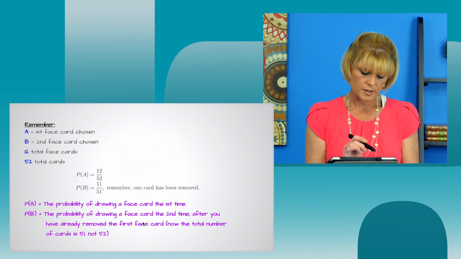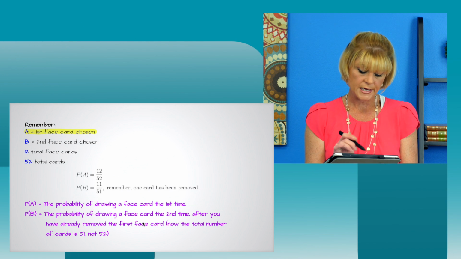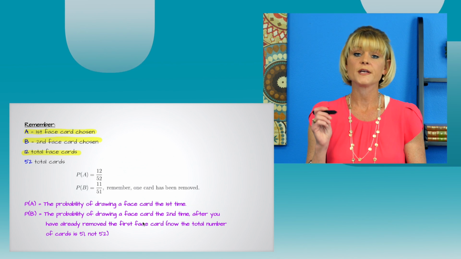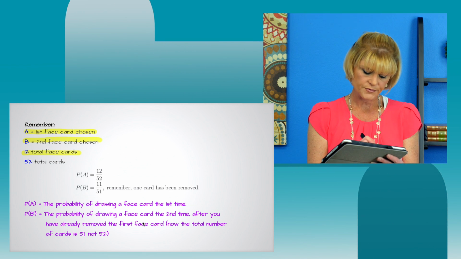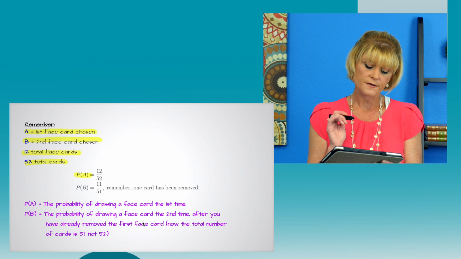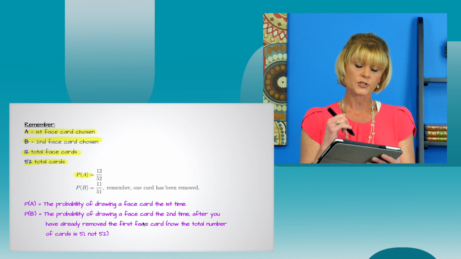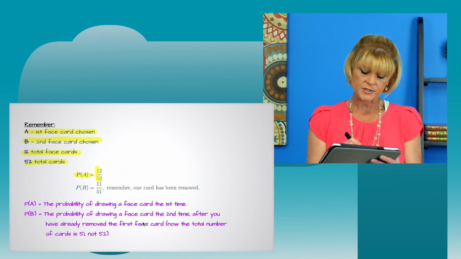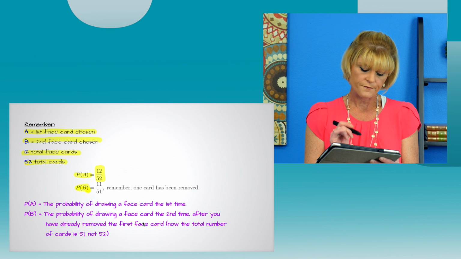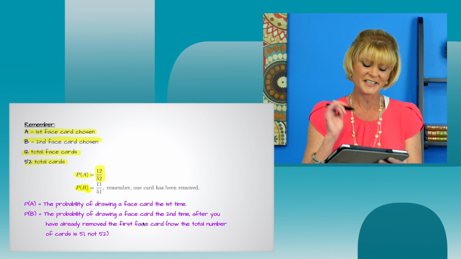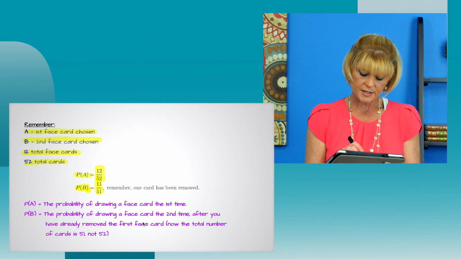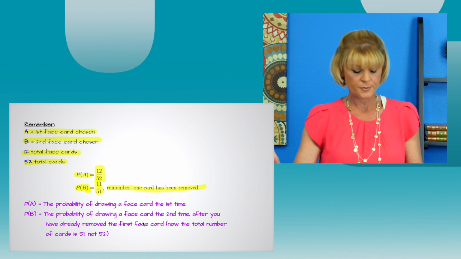I'll put these here so we don't forget. A equals the first face card chosen. B is the second face card chosen. Remember, we have 12 total face cards and 52 total cards. So the probability of A, the first card chosen being a face card, is 12 out of 52. Then the probability of B, the second card chosen being a face card, is 11 out of 51, because remember, one of our cards has been removed.